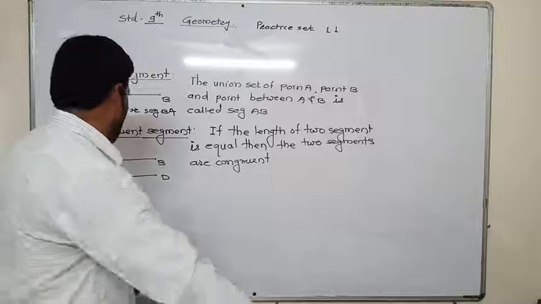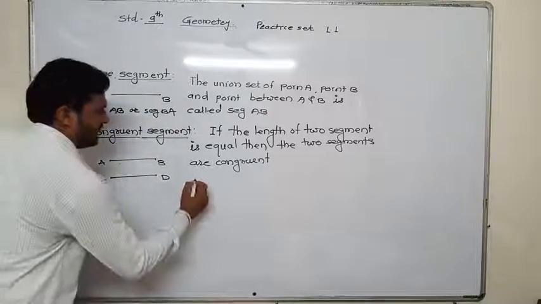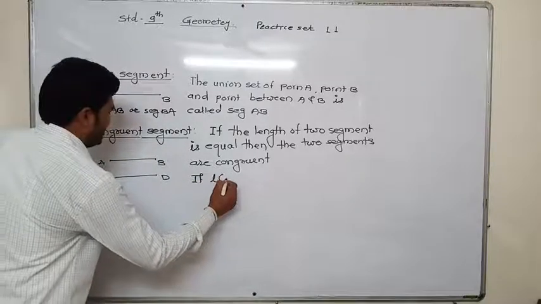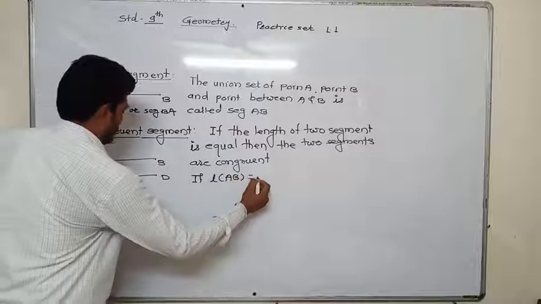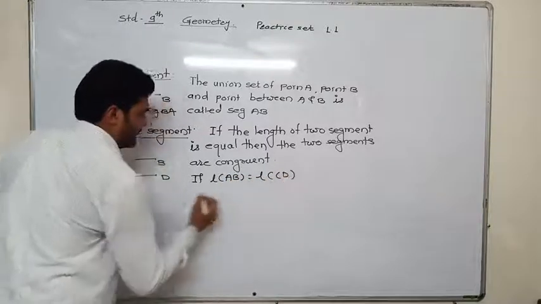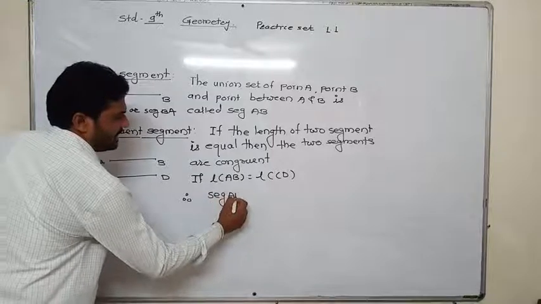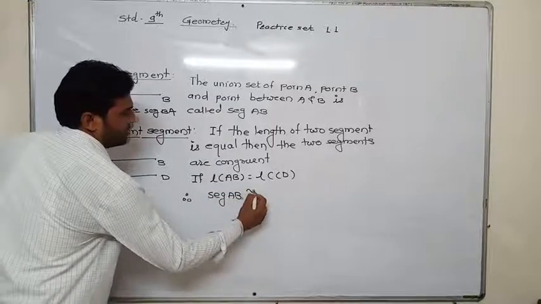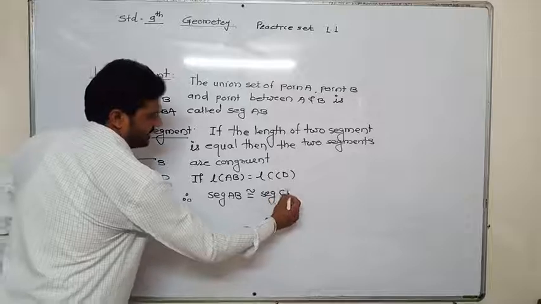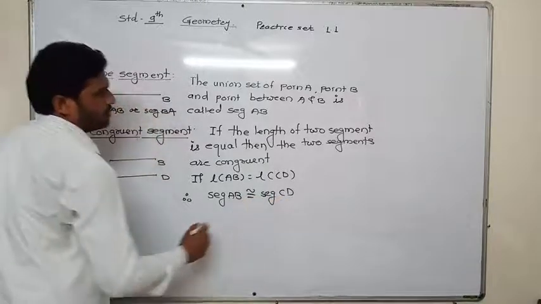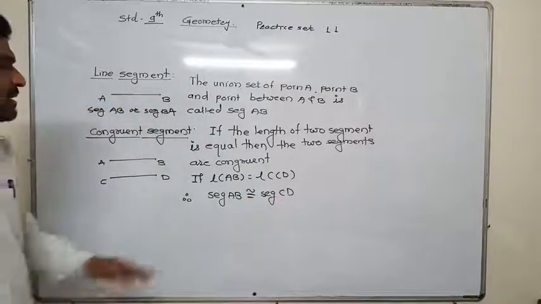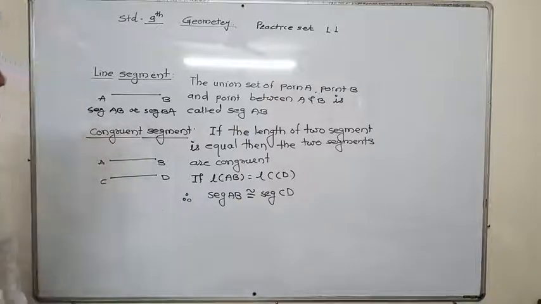Means if the length of AB is equal to the length of CD, therefore segment AB is congruent to segment CD. This is the symbol of congruency. Segment AB is congruent to segment CD. It's a congruent segment. Is that clear?